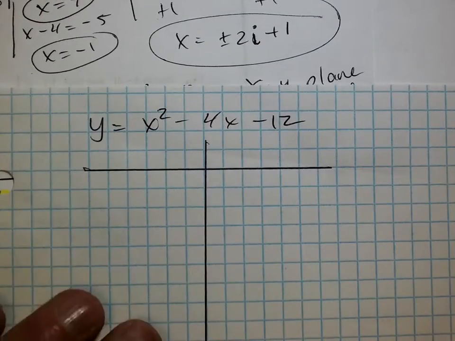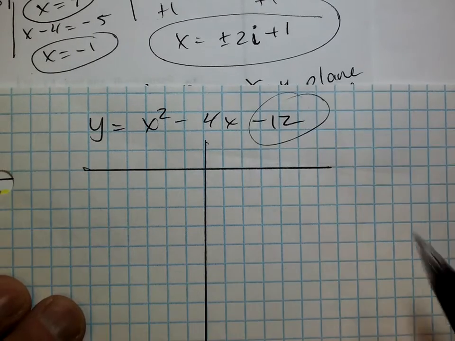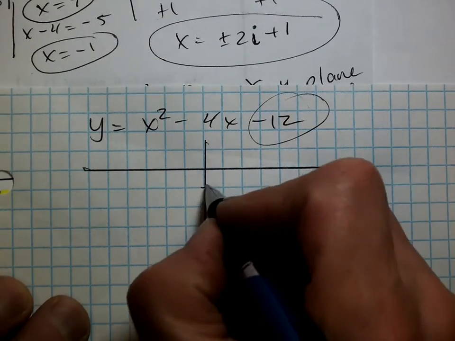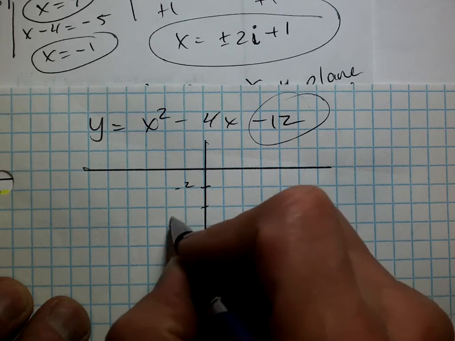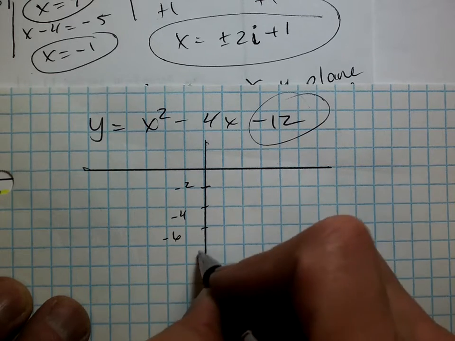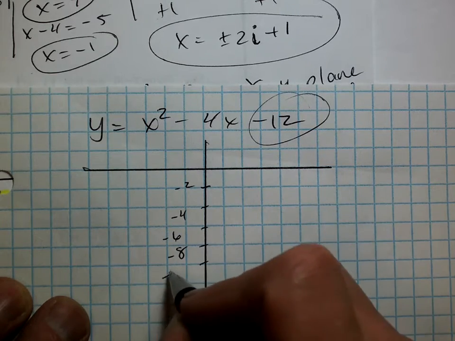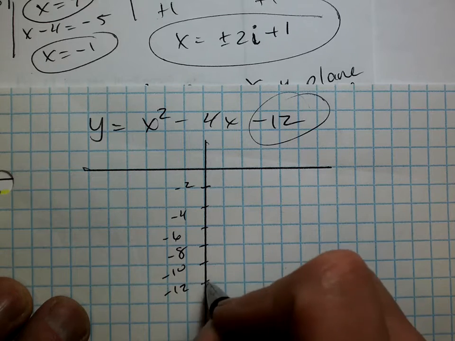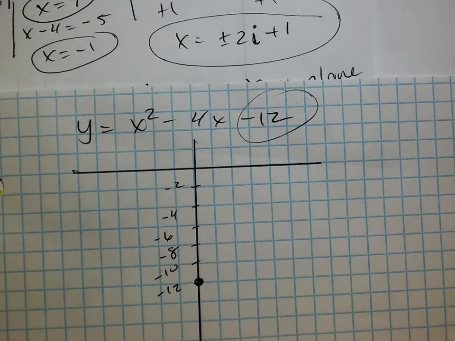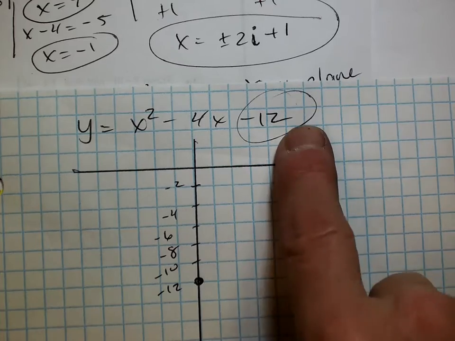So what do I know? First of all, I know the y-intercept is at negative 12. So I might go by 2's. Negative 2, negative 4, 6, 8, 10. Okay, y-intercept at negative 12. Everybody agree with that? There's my y-intercept at negative 12.